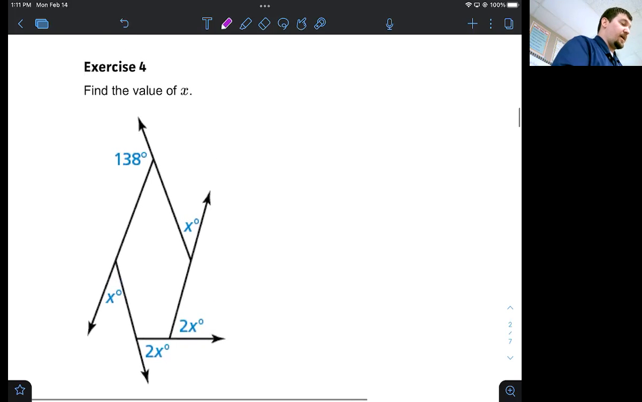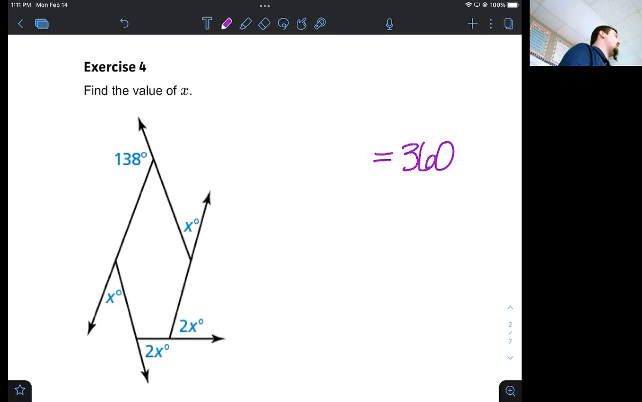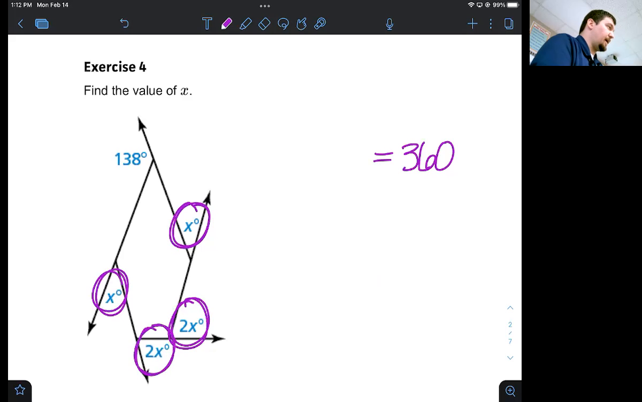So I'm going to create an equation to find the value of x. And I know that my equation is going to be equal to 360. And it doesn't matter if this is a pentagon, hexagon, heptagon, octagon, nonagon, decagon, undecagon, dodecagon, 14-gon, does not matter. They're always going to add up to 360. So let's start by combining our like terms. Emerson, what's x? x, 2x, and 2x. Okay. And then we have this extra 138 degrees.